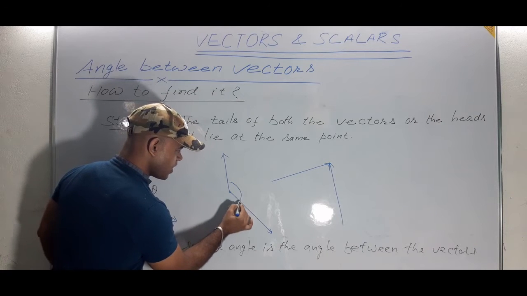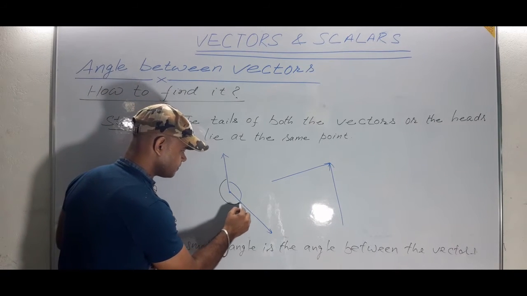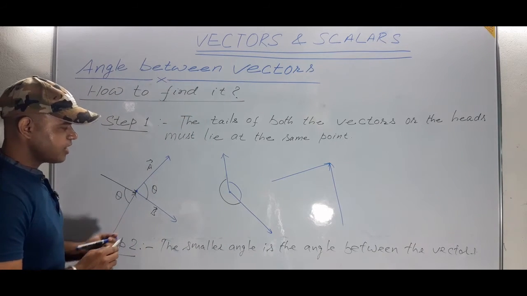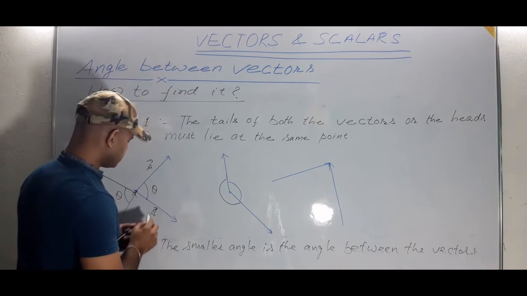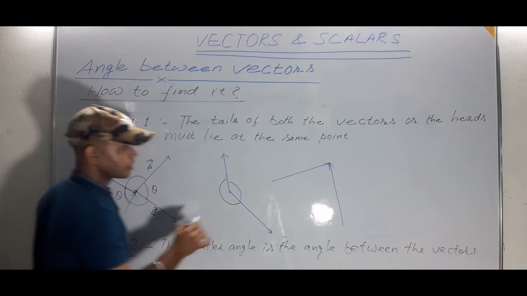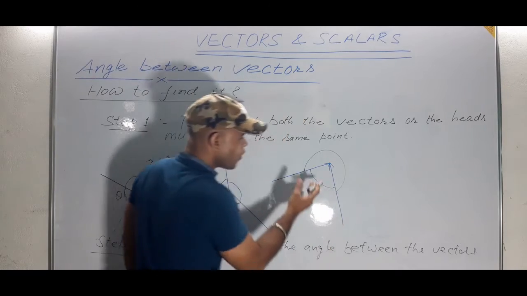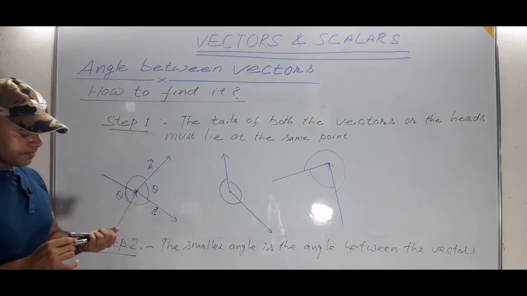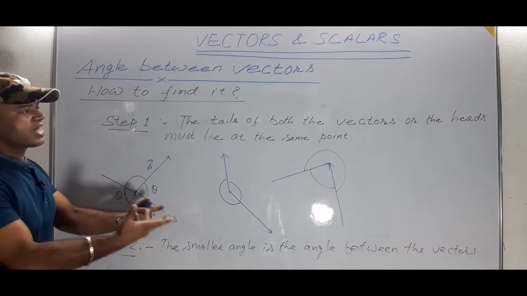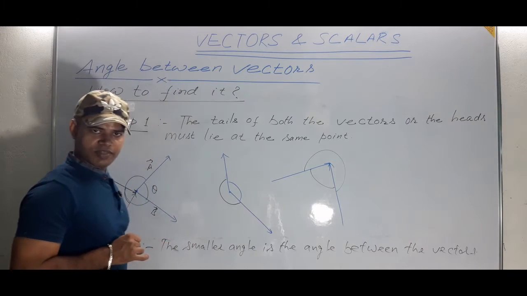This is one angle, this is another angle. Tails are coinciding, but we have two angles. Similarly, one is this angle, another is this angle. One is this angle, another is this angle. Now which of these two angles should be expressed as the angle between the vectors? So the smaller angle is the angle between the vectors.